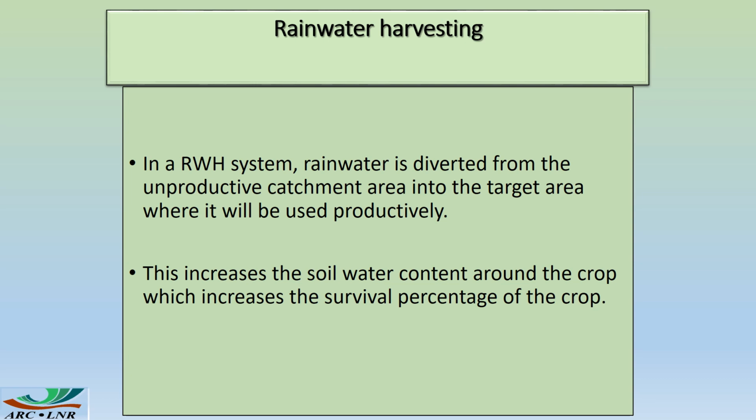If you look at rainwater harvesting overall, it is a system where the rainwater is diverted from an unproductive catchment into the target area where it will be used more productively. This increases the soil water content around the crop, which increases the survival percentage of these crops, and you will see the higher yields that will occur.